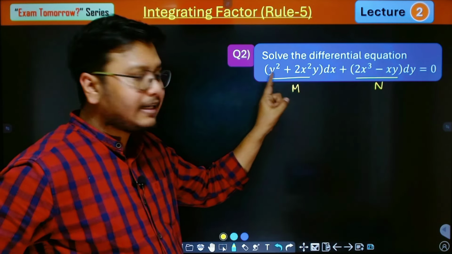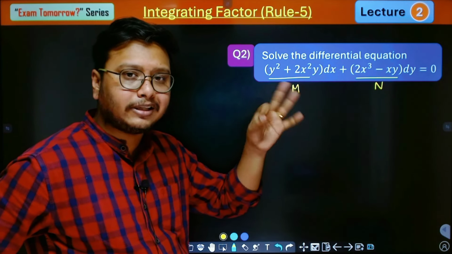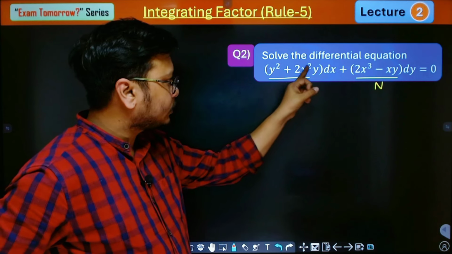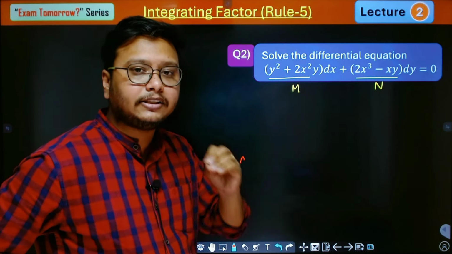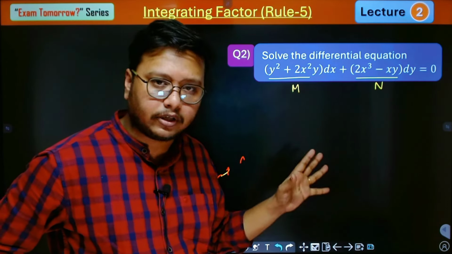First, look at the question and decide, is this homogeneous or not? That means, is this going to be rule 3 or not? Okay, this is y square, degree 2, this is x square y, degree 3. Instantly we have a degree mismatch. That means it is not homogeneous. That means rule number 3 is out of the picture.